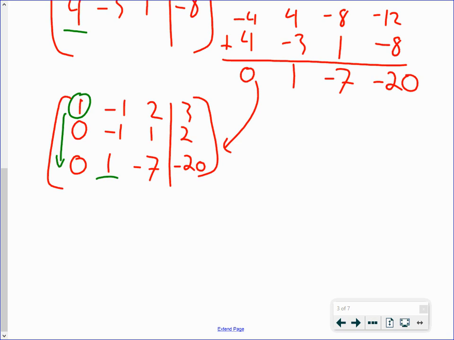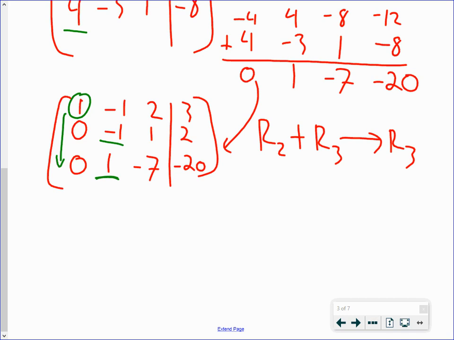So what I'm going to do instead is use row 2, and I'm going to add it to row 3. So row 2 plus row 3, and that's going to replace row 3. And that's because if I add these together, I see the negative 1 here added with the 1 over here is going to be 0. So I can get rid of that 1 like I want to.